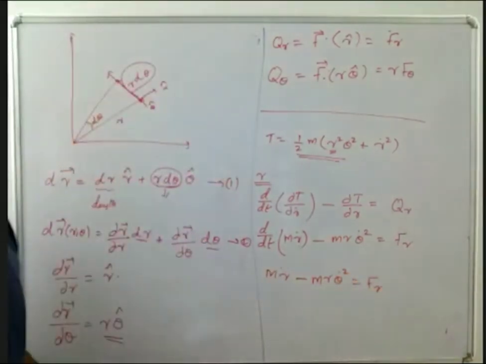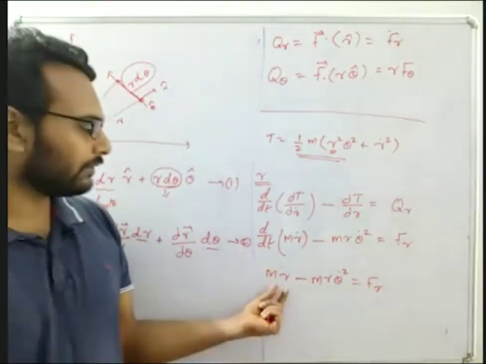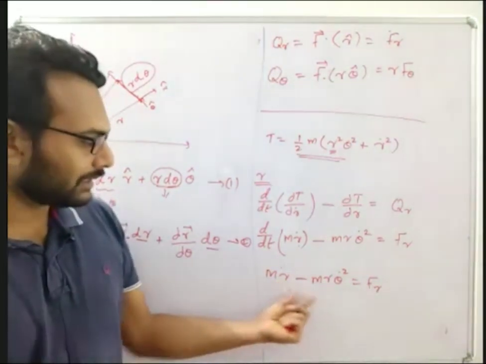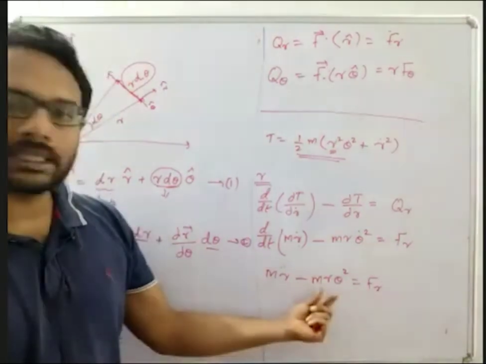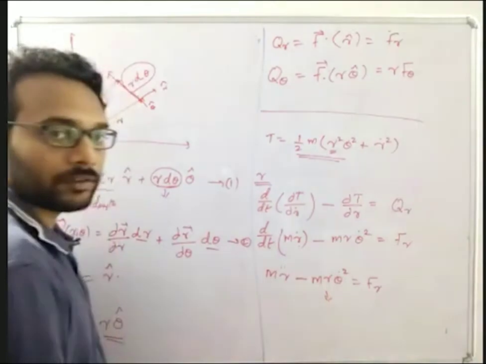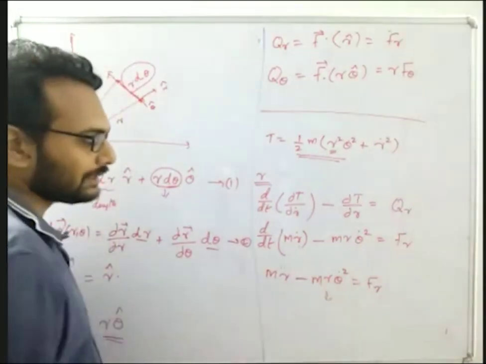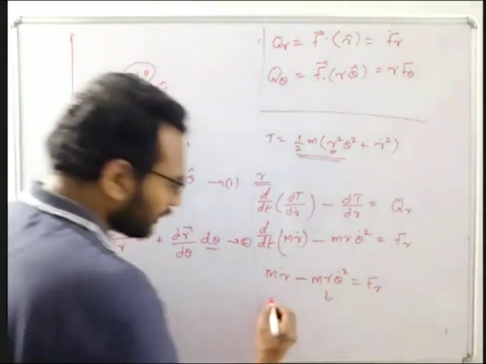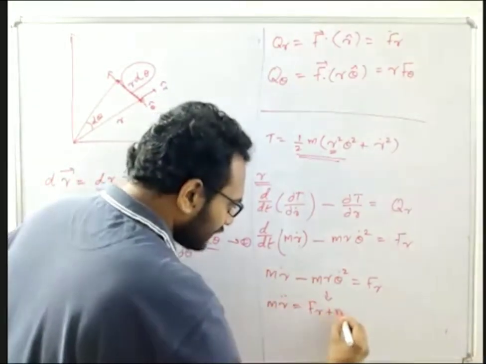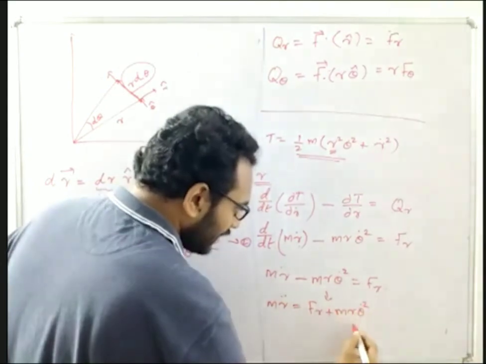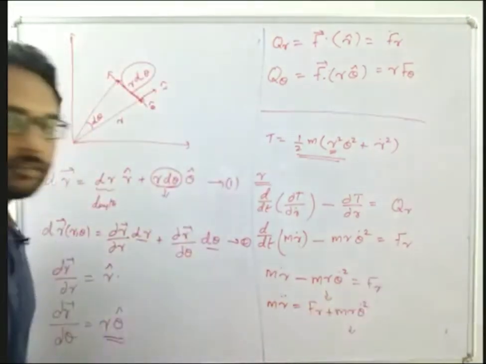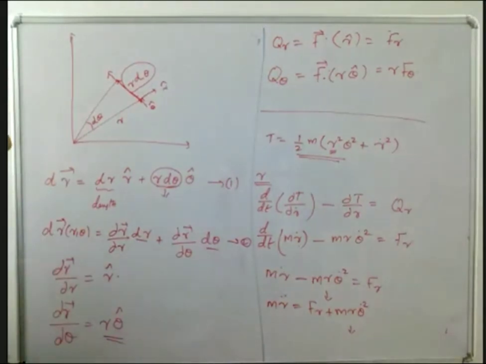Now this looks very much like Newton's equation. You have m r double dot, mass multiplied by acceleration, is equal to force, but there's an extra term here. This term is called the centrifugal acceleration. Or we can write it as m r double dot is equal to F_r plus m r theta dot square. In this case, this would be the centrifugal force. r theta dot square is the centrifugal acceleration. So this is a good thing.